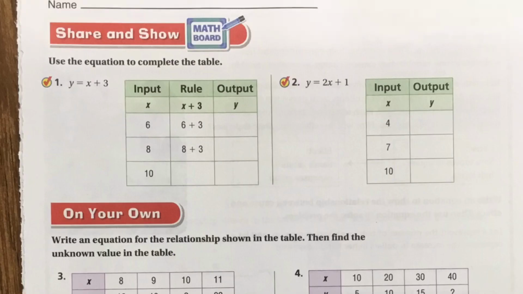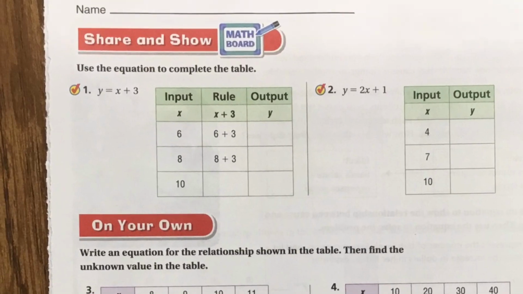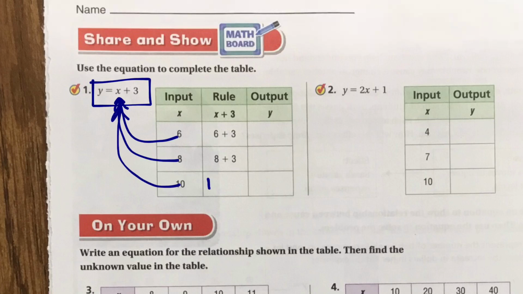Okay, on these, it gives you the rule. It tells you what x is. And then the ones down here, we have to find the rule. So let's do one of these together first. So this tells me my equation. So I'm going to box my equation real quick. Box it. Then, do I have all the information I need to solve this? I do. First, I'm going to plug 6 in for x, and then I get 6 plus 3. Then I'm going to plug 8 in for x, and I get 8 plus 3. And then I'm going to plug 10 in for x and get what? 10 plus 3.